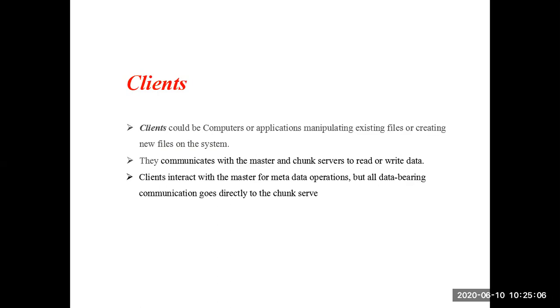Briefly, simply two points will be there for a client. One is either he wants to store a new file or he wants to operate on an existing file. Clear. He will communicate with both master server and chunk server for doing his operations, whether creating a new file, reading an existing file, or writing to an existing file. He will communicate with master server for getting metadata, and he will communicate with the chunk server to get the actual data. Is it clear, guys? Briefly, the role of the clients.